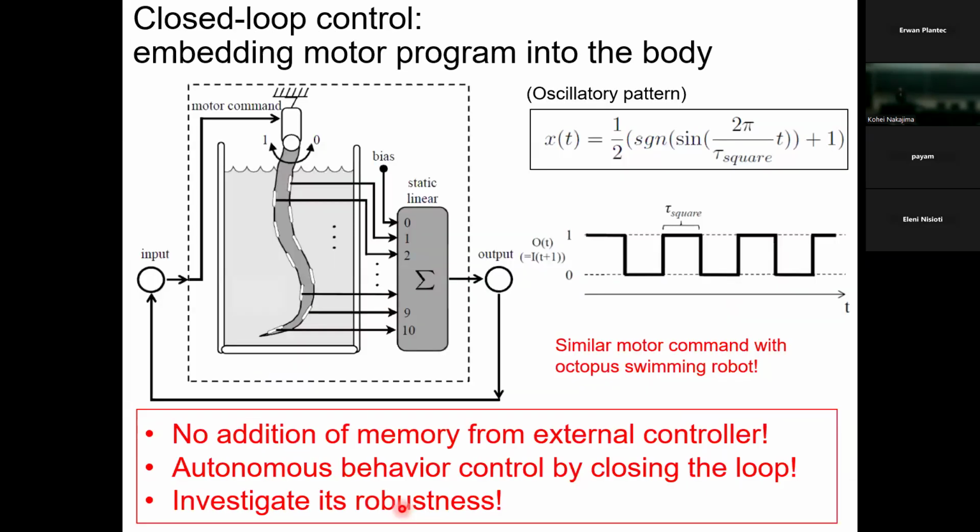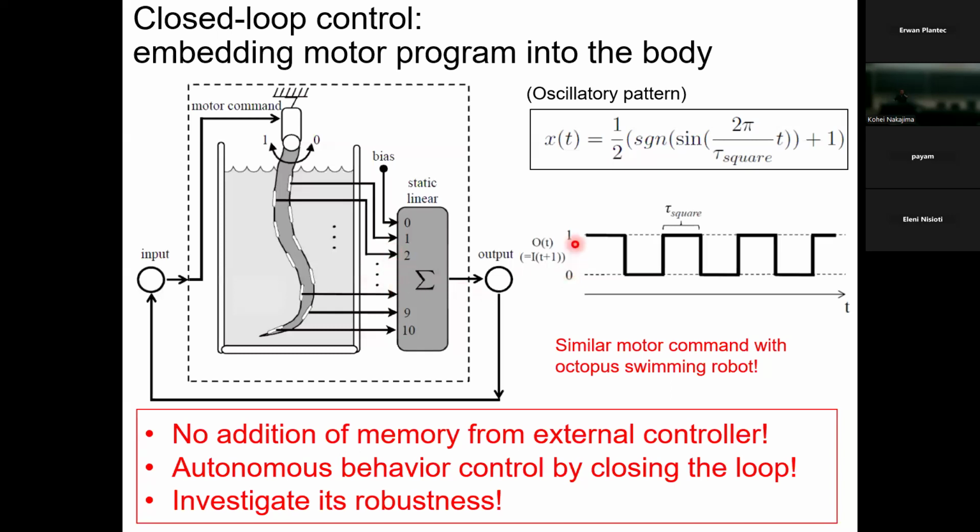Now, let's check whether this also works for closed loop control. Just like the previous case, we inject input as a motor command. You generate the passive body dynamics, and then you adjust this readout part. And then this output is, again, fed back as the next motor command. In this case, the memory and nonlinearity are only coming from this body dynamics, because we are only adjusting this linear readout part, and this one is static.